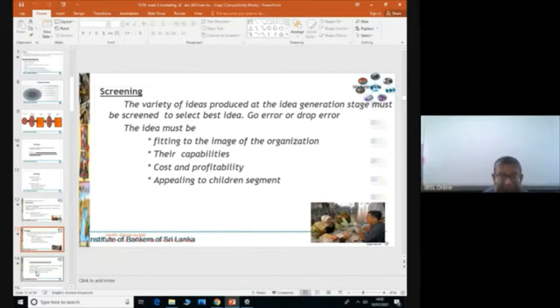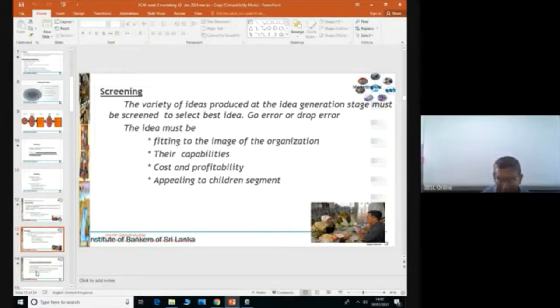There are so many ideas, but now you have to vet these ideas. You have to screen them to select the most appropriate idea for your organization. Sometimes we call it screening, to select the best idea. In marketing, we talk about go error or drop error.